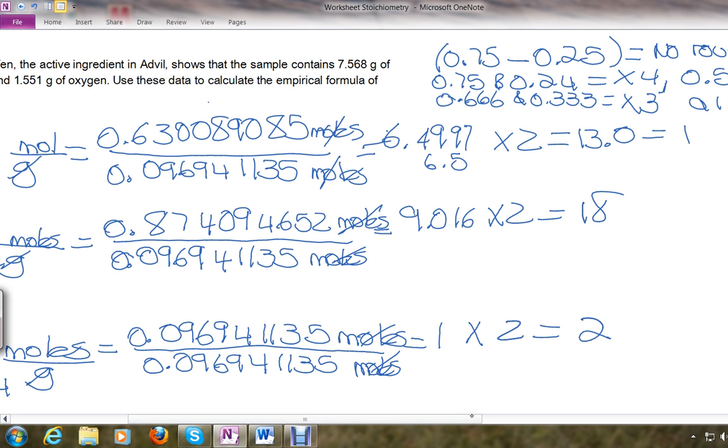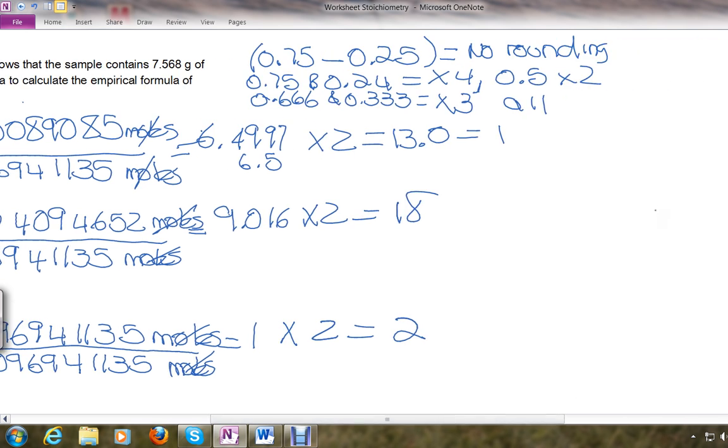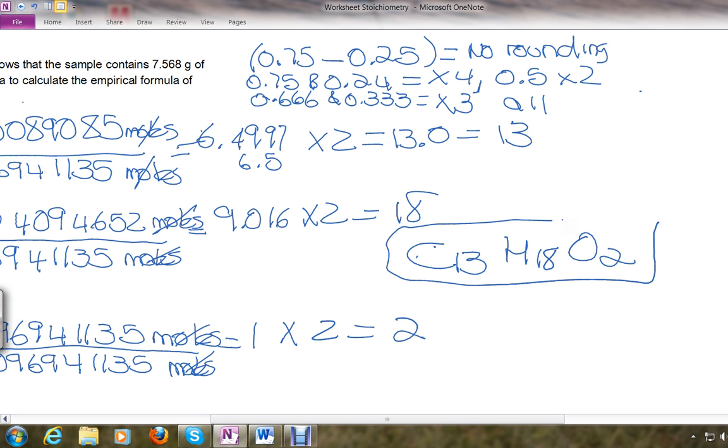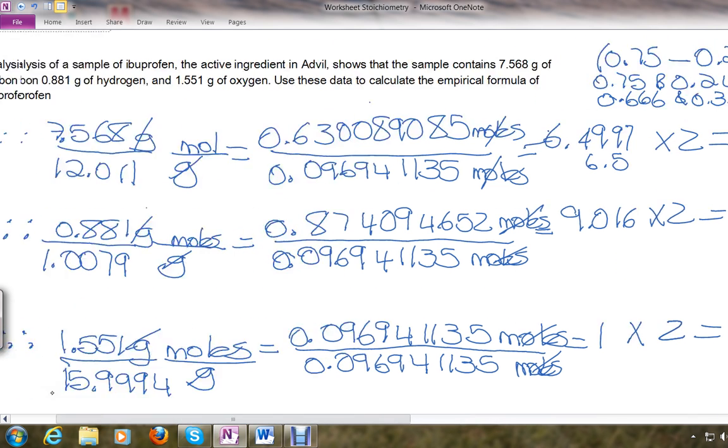So the empirical formula for the Advil would be C13H18O2. You see, this is empirical, the smallest whole number ratio for this problem.